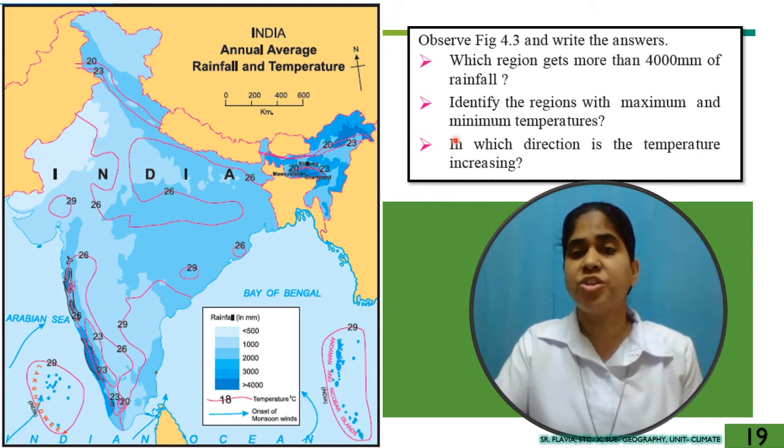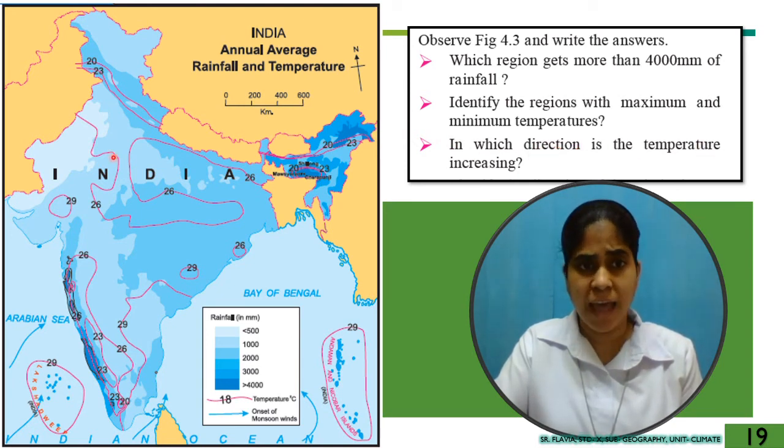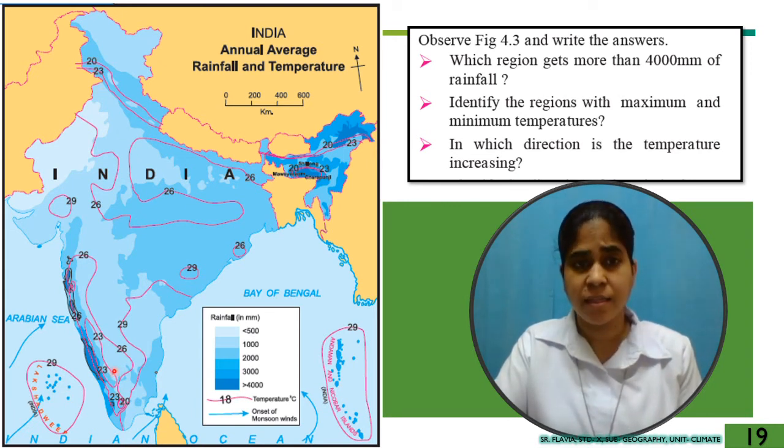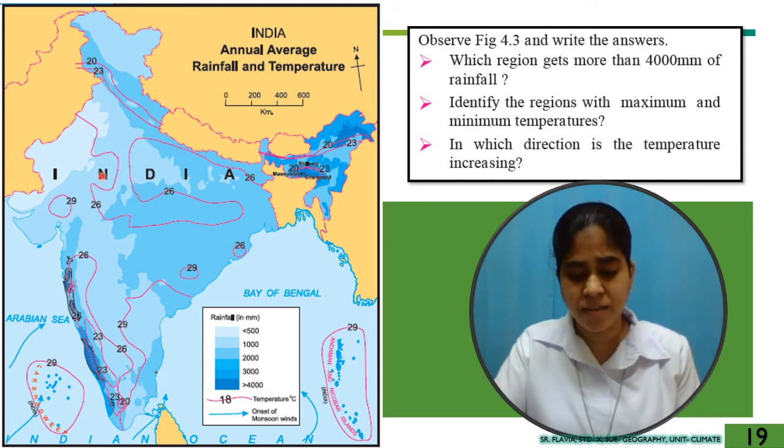Next, in which direction is the temperature increasing? Look at this, 20, 23, 26, 29. So the answer is the temperature is increasing towards the southwards of India. Why? Because the equator passes towards the south of India.